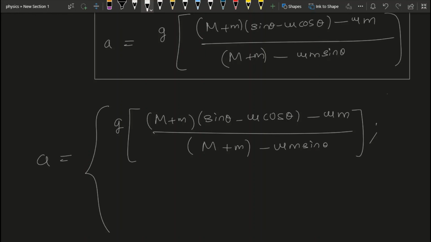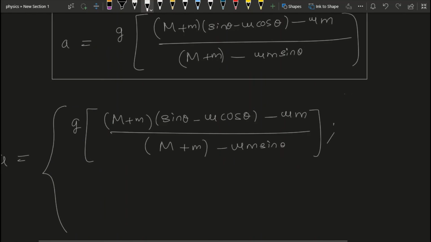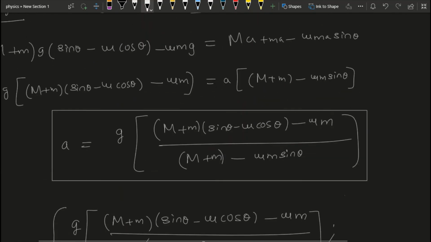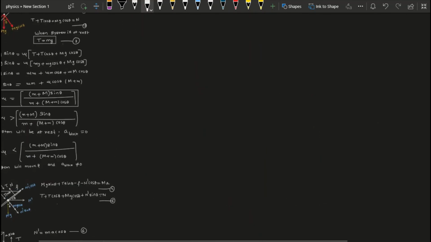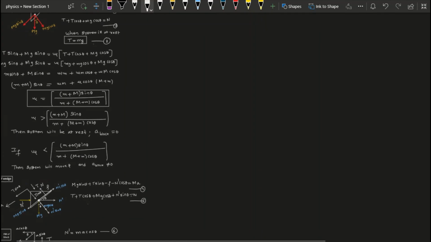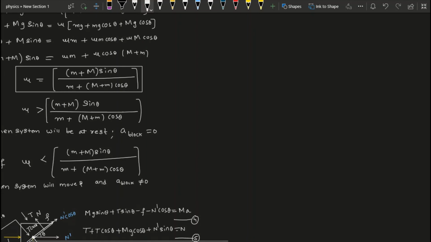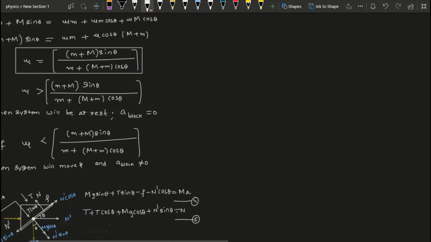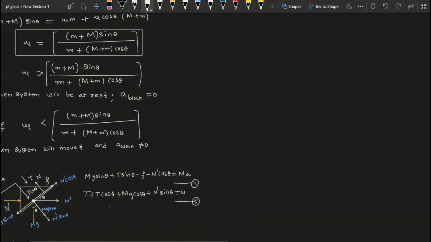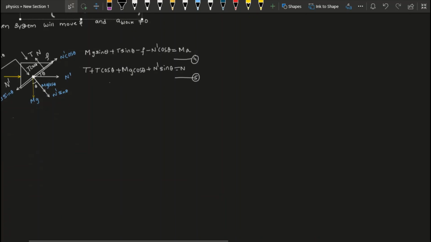When is this valid? See, we have already noted it when we derived it. You can clearly notice that point. Yes, mu must be less than this one. Mu must be less than this one. I can paste it here.